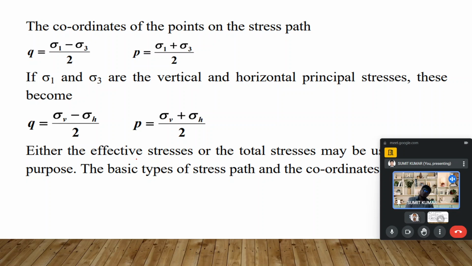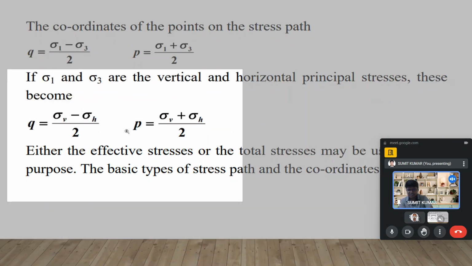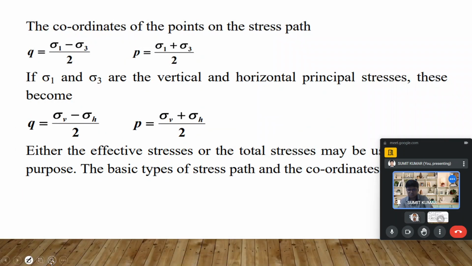When we talk about sigma in terms of sigma 1 and sigma 3, similarly we talk in terms of the horizontal and vertical principal stresses as well. So if we consider the horizontal and vertical principal stresses, then we can write Q equal to sigma v minus sigma h by 2 and P equal to sigma v plus sigma h by 2. Engineers working in the field should have this awareness in order to solve the real problems they encounter day to day. So these things need to be understood by everyone.